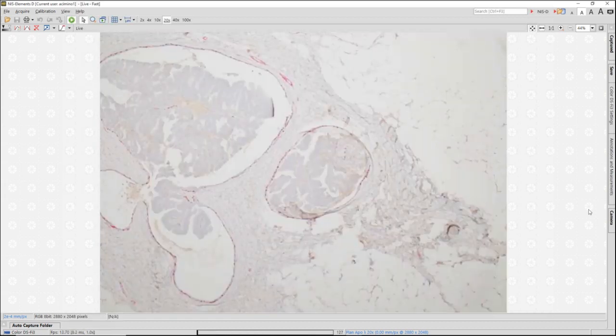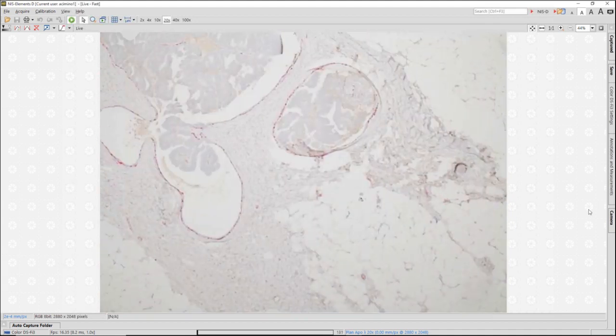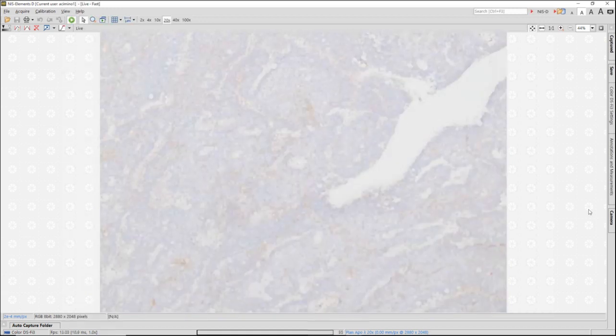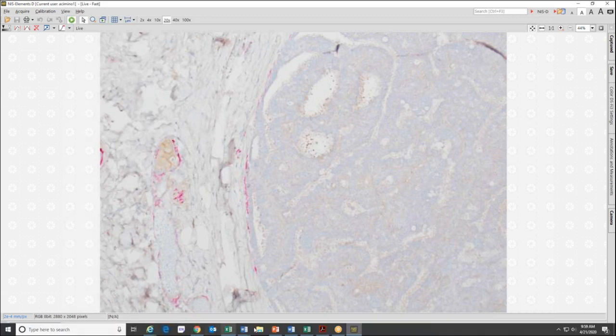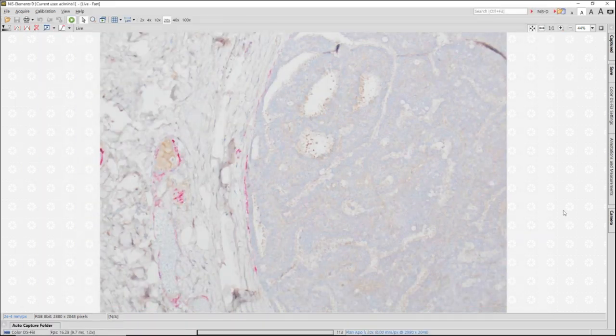The larger nest, which on the H&E really looks morphologically identical to this component we're calling papillary DCIS, lacks myoepithelial cells, both at the periphery and within the cores. Okay. These are the capillaries pushed up against the wall. So this is papillary carcinoma, encapsulated papillary carcinoma. Papillary DCIS and encapsulated papillary carcinoma often occur together in the same lesion. Both are staged as pTis.